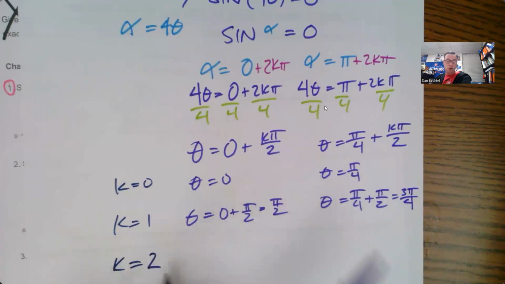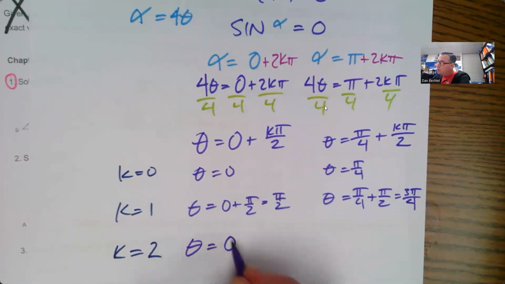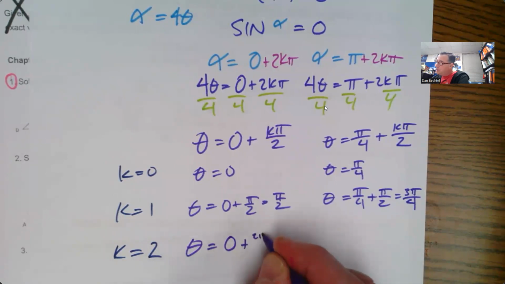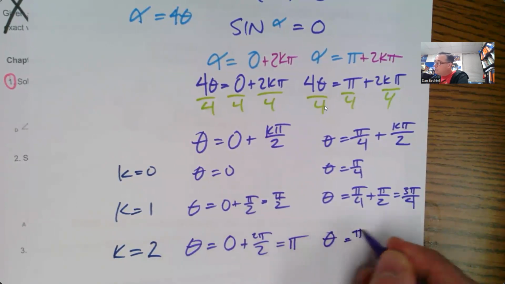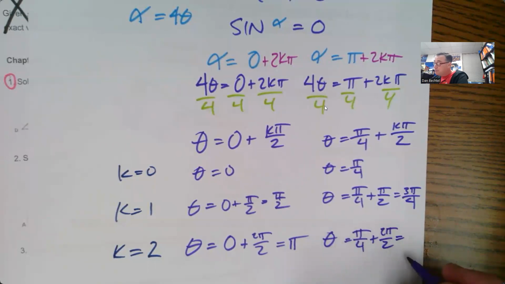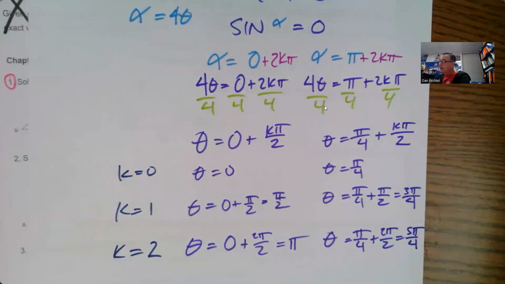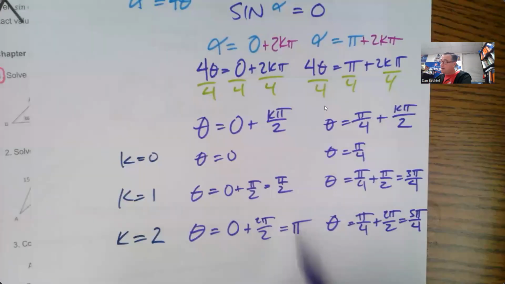K equals 2 is the next one I'm plugging in. So theta is going to equal 0 plus 2 pi over 2. 2 pi over 2 is just pi. So there's that. Then in this case, theta is going to equal pi over 4 plus 2 pi over 2. So pi over 4 plus pi is going to be 5 pi over 4. Again, I've got a total right now of, well, let's see, there's 3 answers and 3 answers.